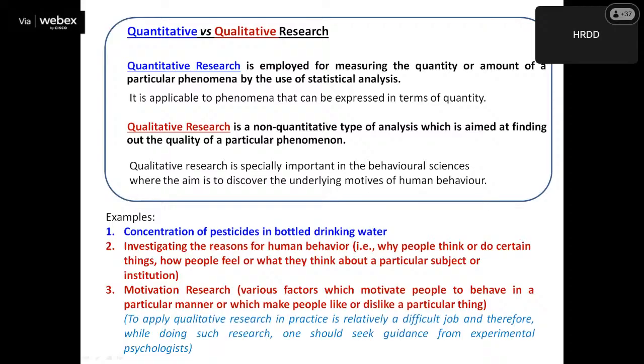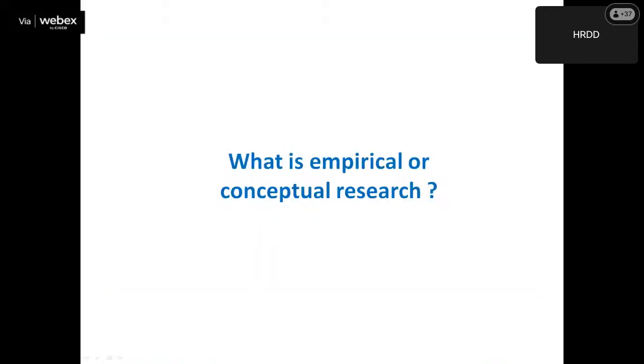To apply qualitative research in practice is a relatively difficult job, and therefore, while doing such research, one should seek guidance from experimental psychology. So this is what qualitative research is all about. So psychological experiments or human behavior. And finally, this is the last, that is what is empirical and conceptual research.